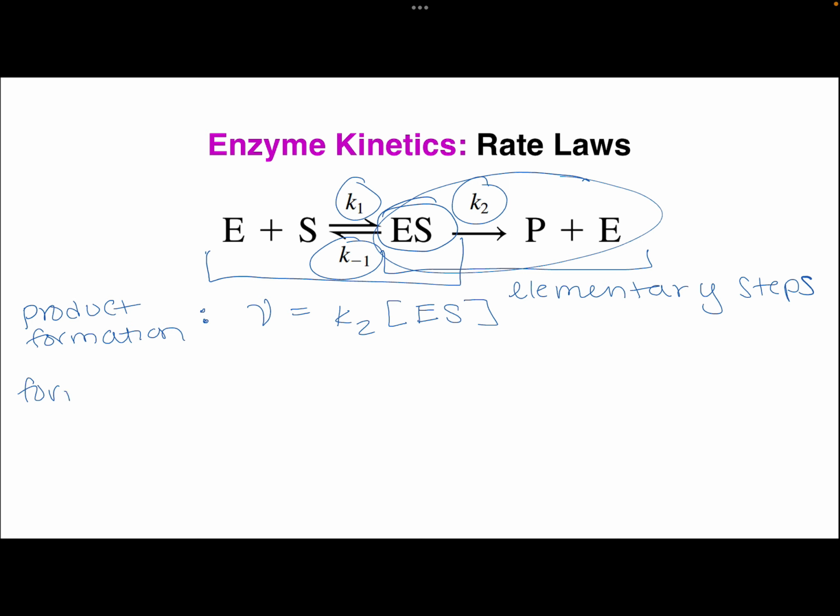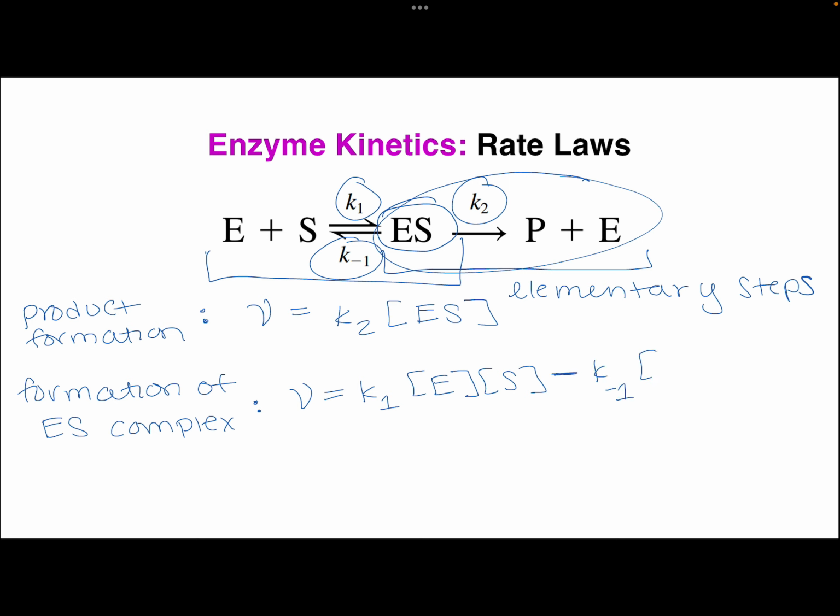So let's write out what that looks like. So formation of ES complex. Because each one of those can affect the concentration of the enzyme substrate complex, we have to consider them all. So velocity is going to be equal to K1 times concentration of enzyme times concentration of substrate minus K minus 1 times the concentration of enzyme substrate complex minus K2 times the concentration of enzyme substrate complex.